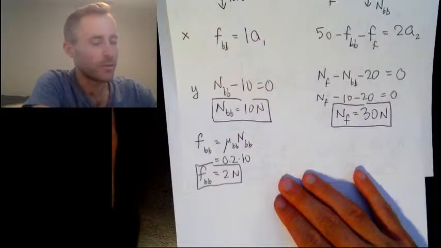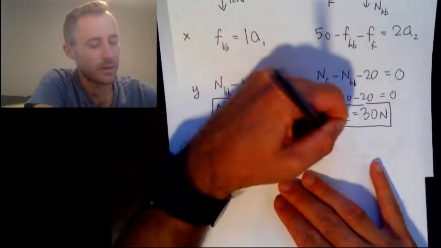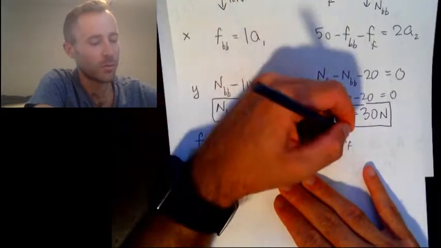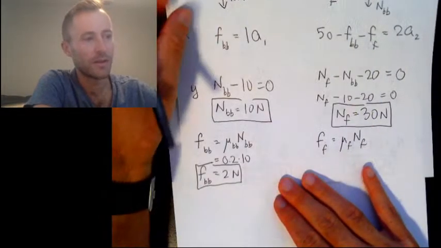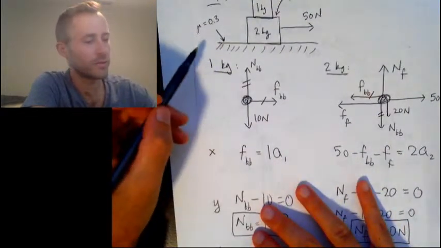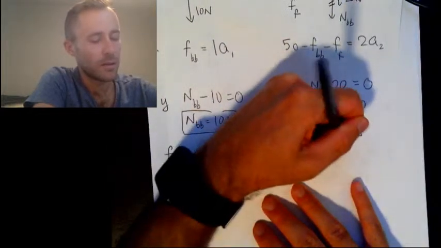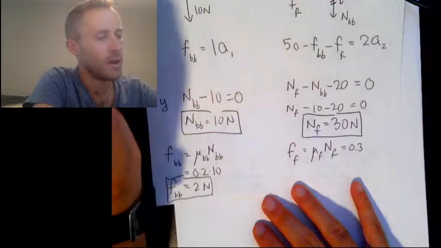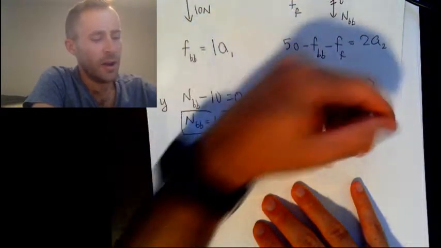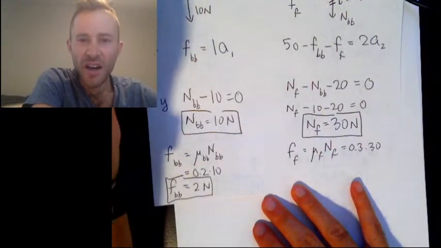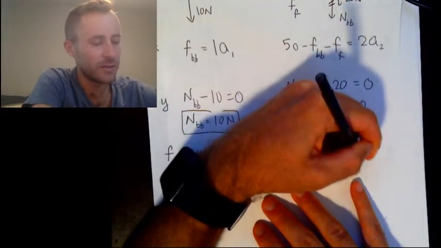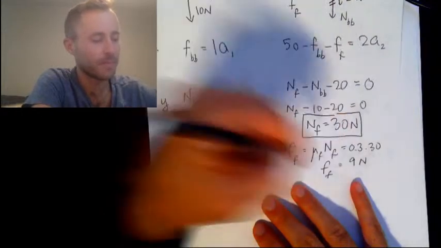Okay. The friction from the floor is going to be the coefficient of friction with the floor times the normal force from the floor. Coefficient of friction with the floor is 0.3. Normal force from the floor is 30. So our friction is going to be 9 newtons, is the friction from the floor.